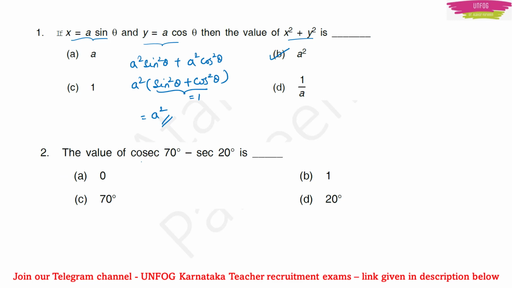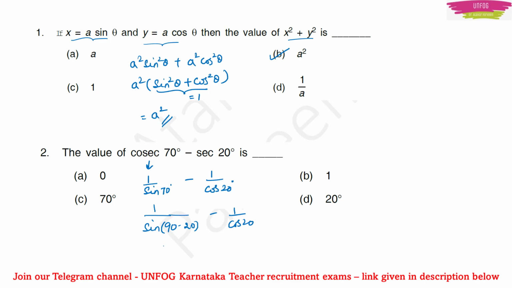Next question. I have to find the value of cosecant 70 degree minus secant 20 degree. So what can I write? I can write cosecant as 1 by sin, right? So I'll write 70 degree like this. And for secant I can write it as 1 by cos, right? I'll write it like this. Now I want to make things the same so that I can simplify further. So what I can do? I can write sin 70 as sin of 90 minus 20, minus 1 by cos 20.